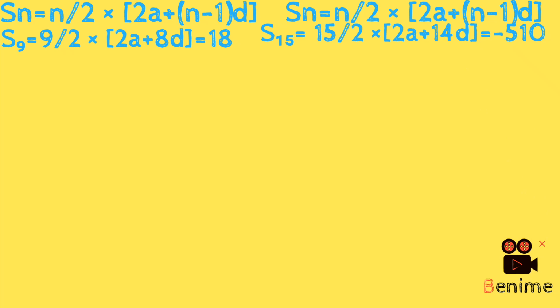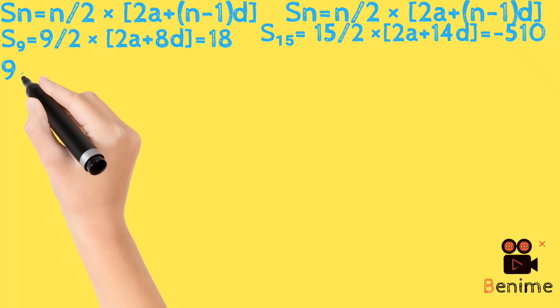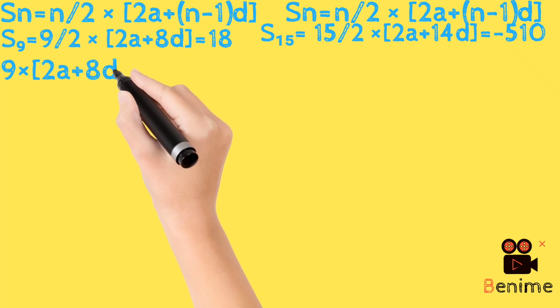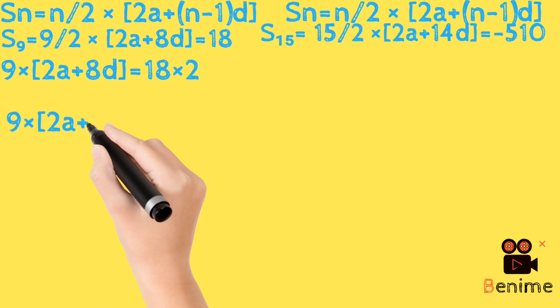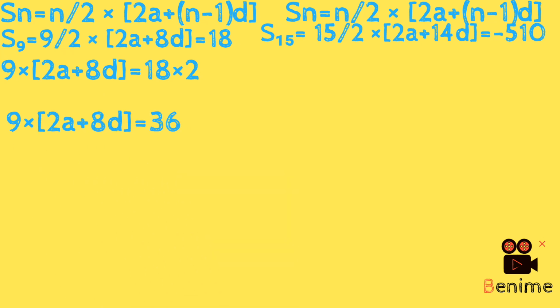So let's get back to equation 1. From equation 1, you can simplify it further to get a simpler equation. So for equation 1, you have 9 over 2 open bracket 2a plus 8d close bracket equal to 18. You can cross multiply: the 2 that was under the 9 goes over to multiply the 18. You get 9 open bracket 2a plus 8d close bracket equal to 18 times 2, which is 36.